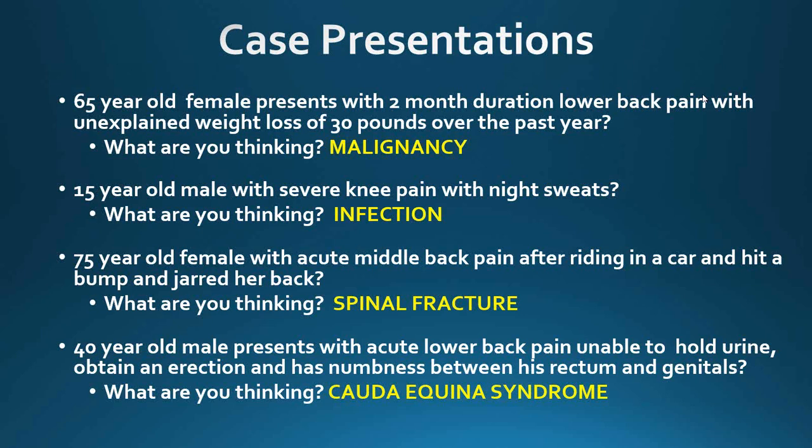And even you could think maybe infection with possibly a weakening of the bone, but mostly we're thinking a compression fracture. And then the last presentation was the 40-year-old male with acute lower back pain, unable to hold an erection and numbness between the rectum and groin. That's a cauda equina syndrome, and that's when a disc herniation is severe enough to put pressure back into the cauda equina, which is the nerves that leave the spinal cord in the lower part of the lumbar spine and into the sacrum.